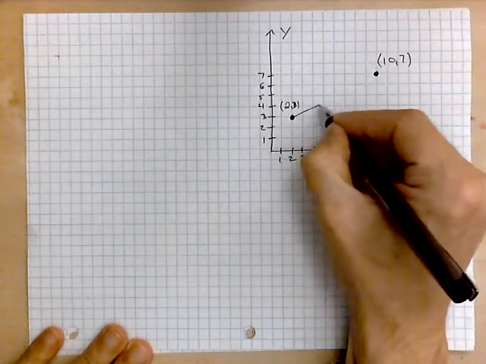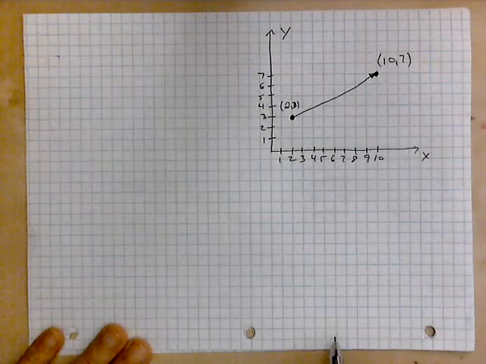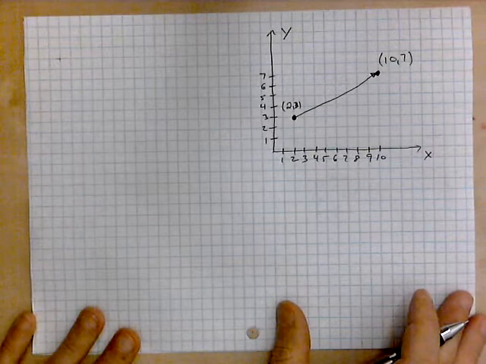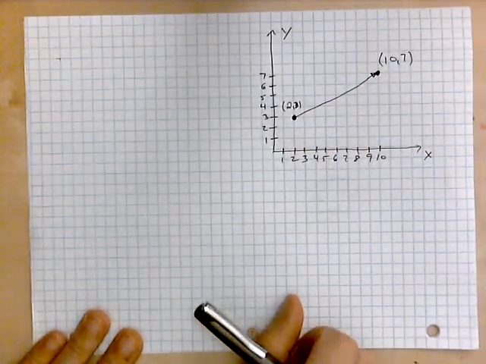So what we can do is draw an arrow between them. And this is what we call a vector. And what we are going to do now is the following. We will find a unit vector in the direction of this one. So let's take a look.